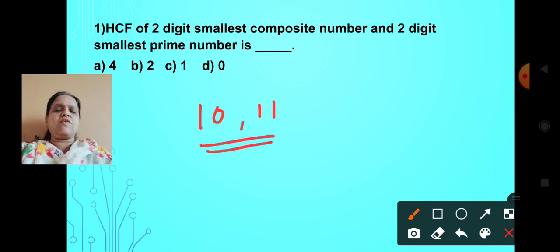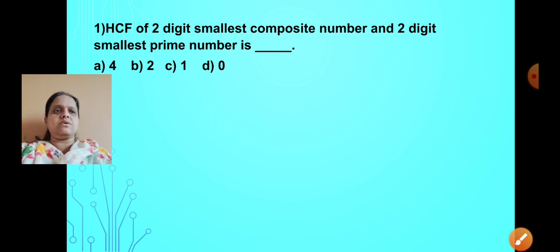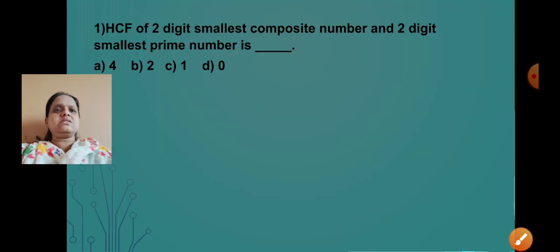So if we want to find the HCF between these two, the answer will be 1 because there is no common factor between 10 and 11. Therefore HCF is 1. If there is no common factor between the given two numbers, then HCF will always be 1 and the LCM will be the product of those two numbers. So let us see the next sum.